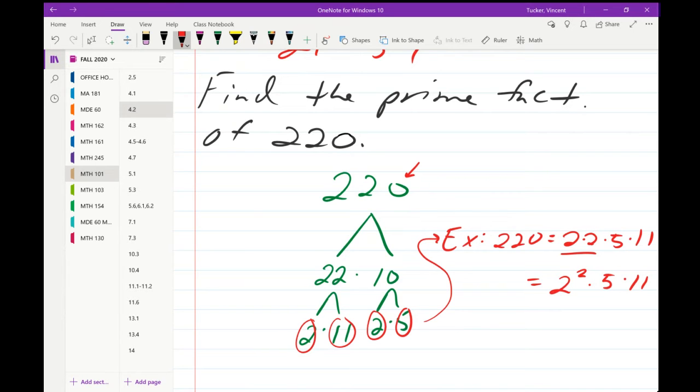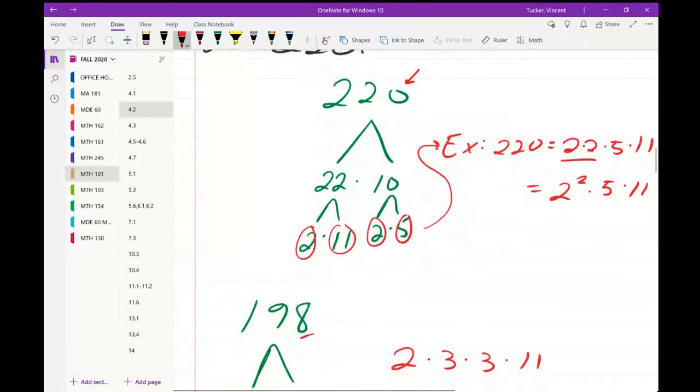Then you will write it as 2 times 2 times 5 times 11, or since 2 appears twice, you can write it 2 squared times 5 times 11.